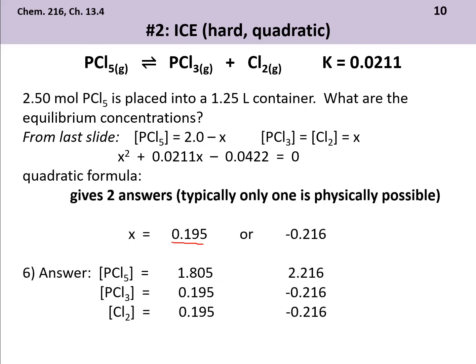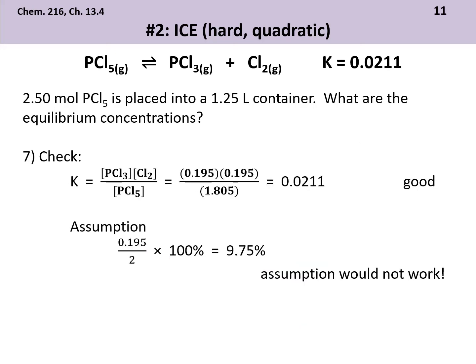So I had x equals 0.195 or negative 0.216. Here are my two things. The negative one is impossible, so we get the positive one. Okay? All right, and then I check my work. In this case, it was 0.0211, so that means it was good.